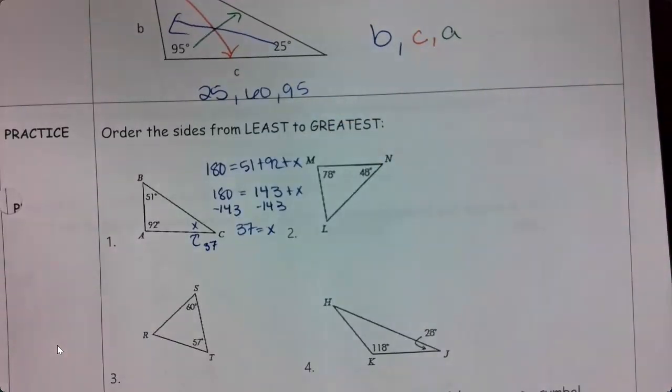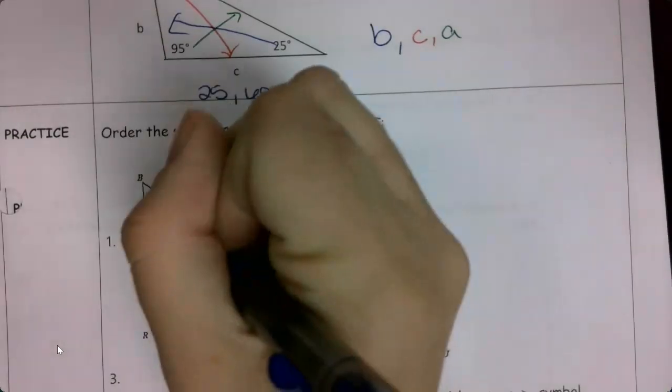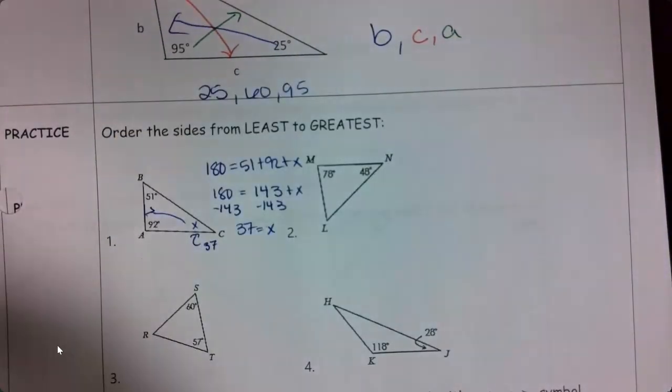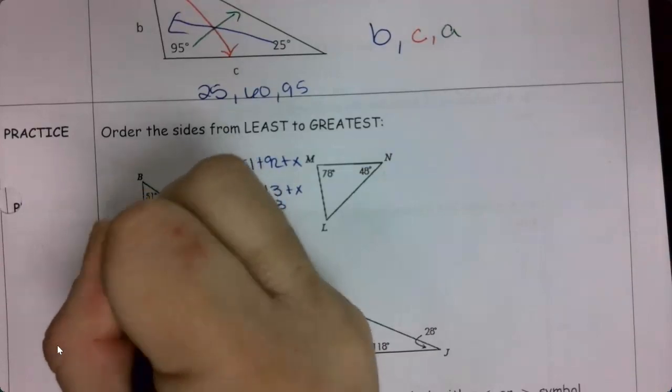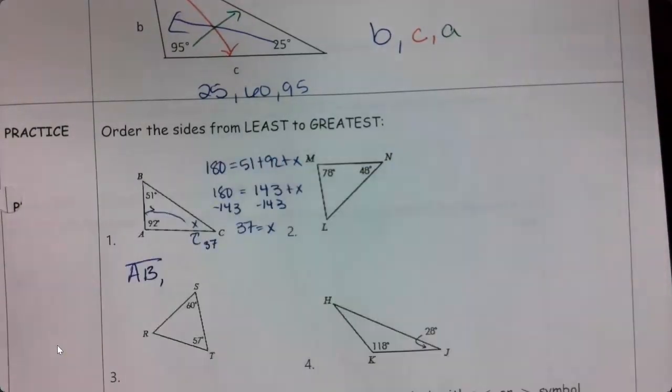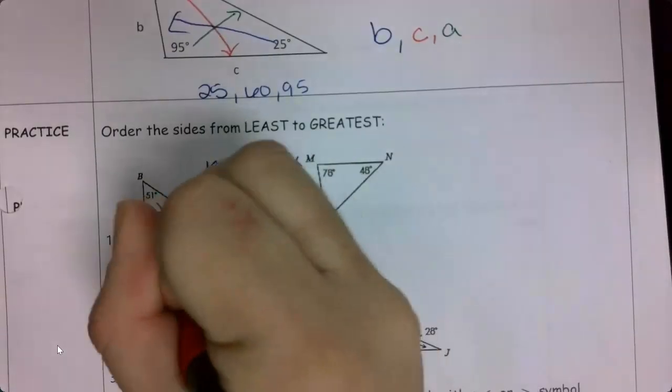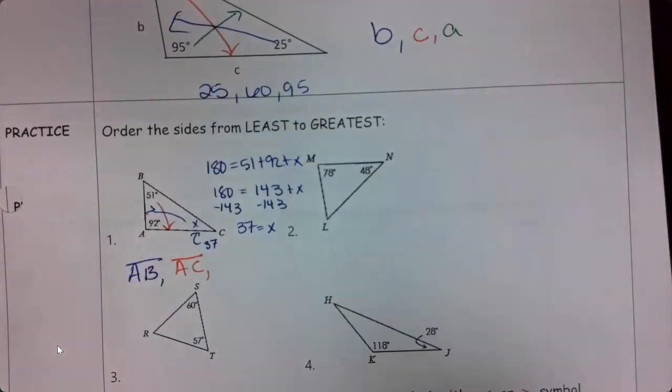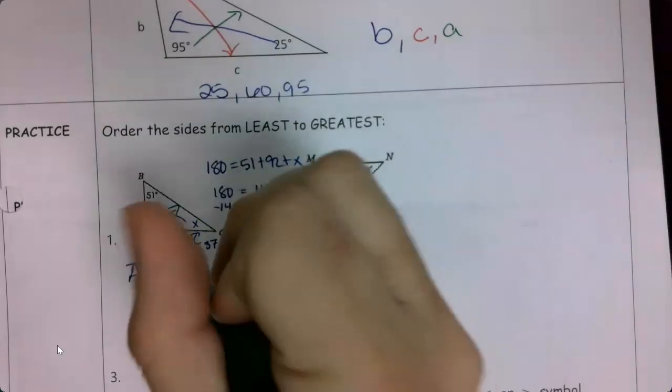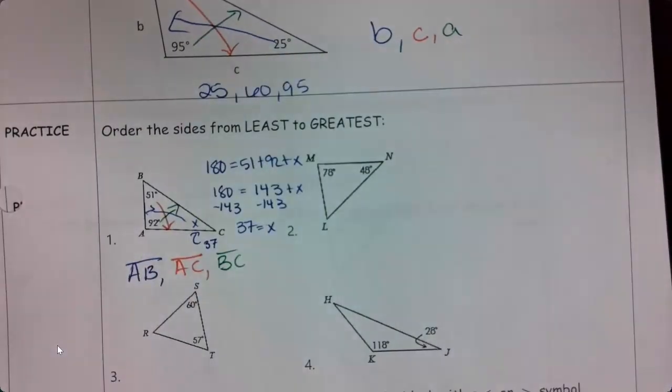I want to go in order from least to greatest. So 37 is across from this side, which I'm going to label AB because it doesn't have a letter. Then my next smallest angle is 51, which is across from AC. And then my last angle is 92, which is across from BC.